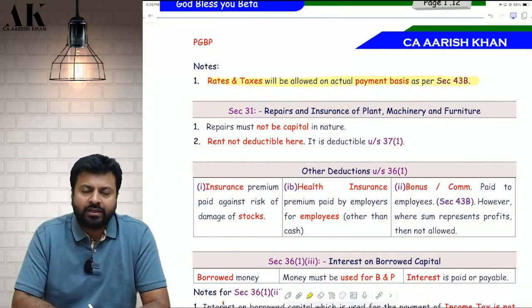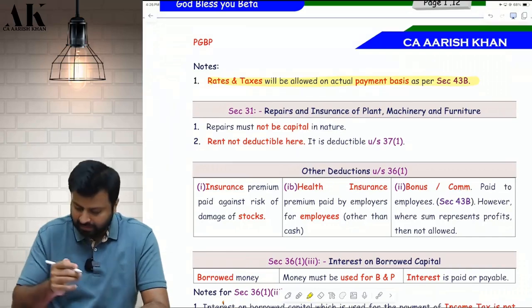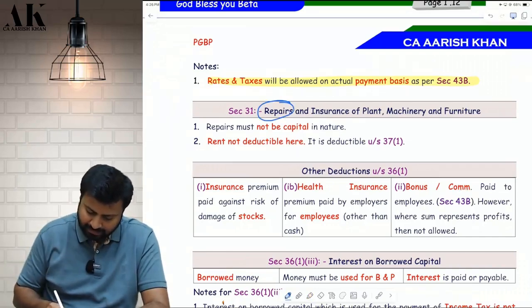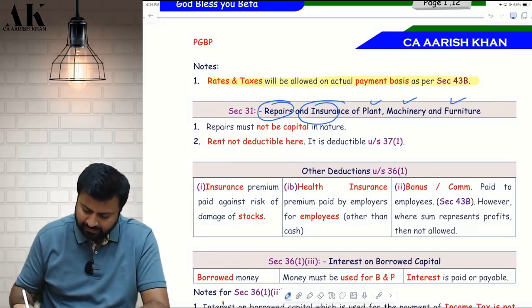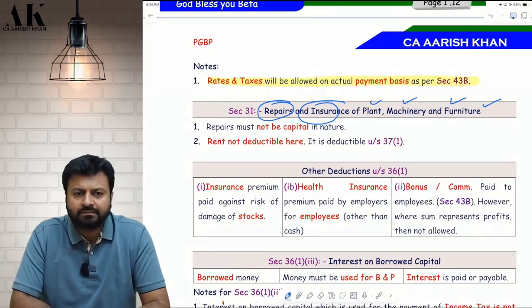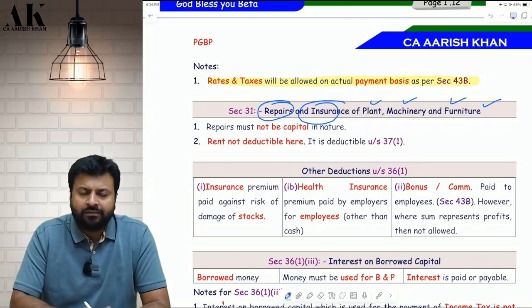So now let's go ahead with the next section, that is section 31, which talks about plant, machinery and furniture. If you do any repair or if you pay any insurance premium for plant, machinery and furniture, repair and insurance of plant, machinery and furniture, it is allowed as a deduction. Say for example, I am doing some repair to my AC, to my car, to my computers, to my furnitures. So all those repairs and insurance will be allowed as deduction under the income tax law. Are you clear?